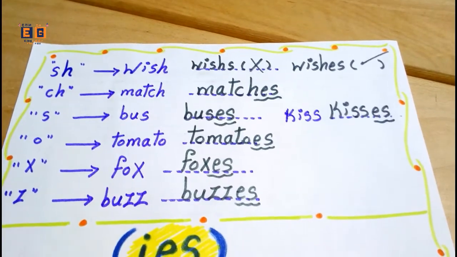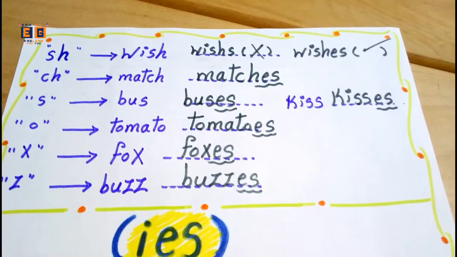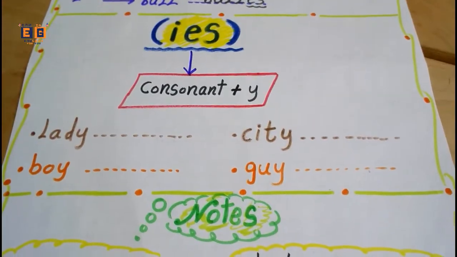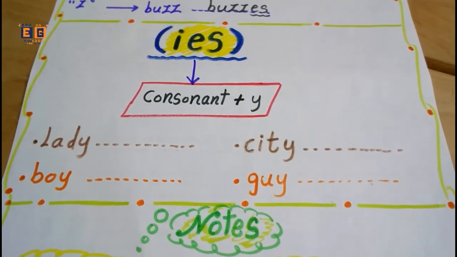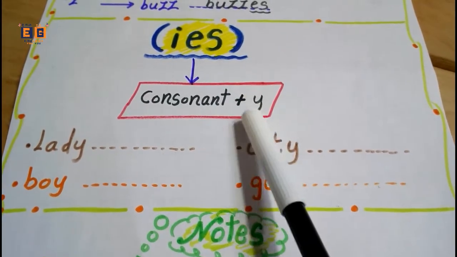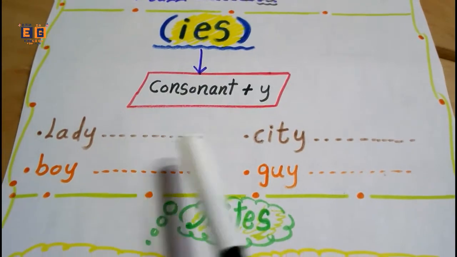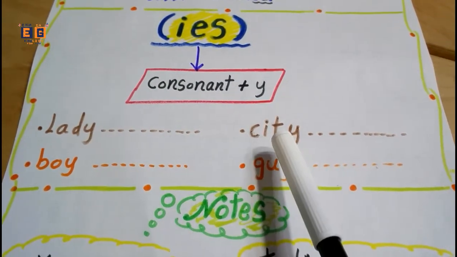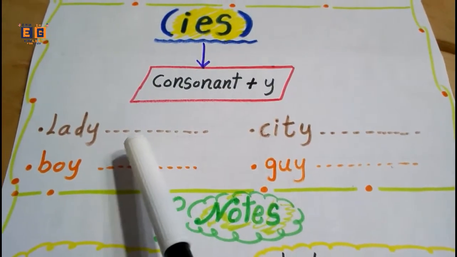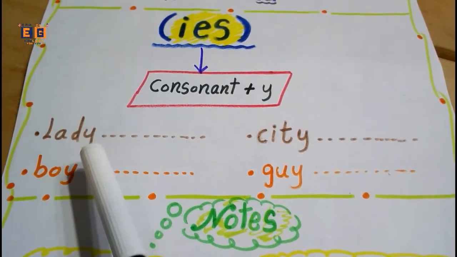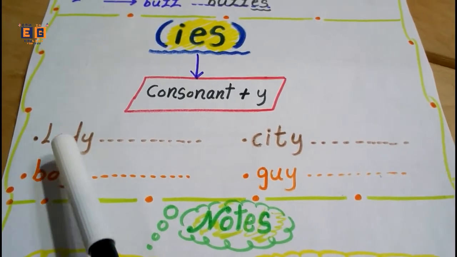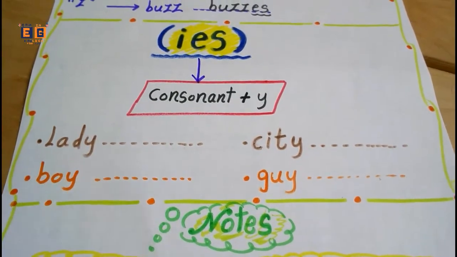So far we have talked about two kinds of endings, S and ES. The third ending in the regular plural is IES. We add IES to any word which ends with letter Y, which comes after a consonant letter. We have words like lady, city, boy, and guy. To make these words into plural ones, we must put something at the end of the word and look at the letter which comes before the last one.